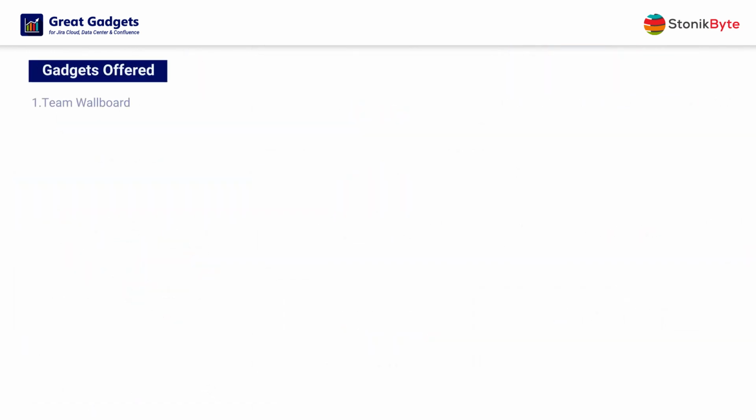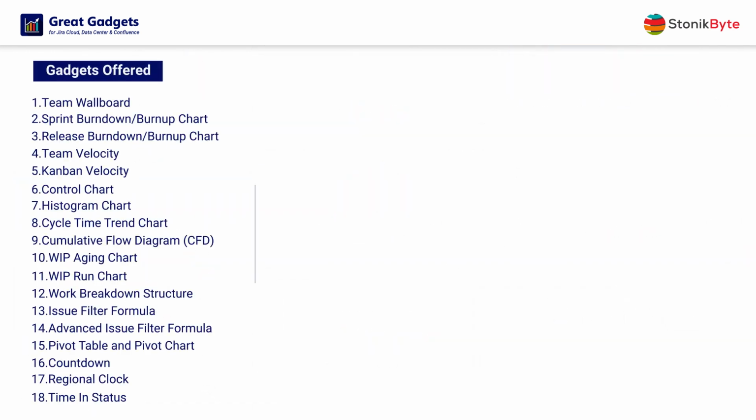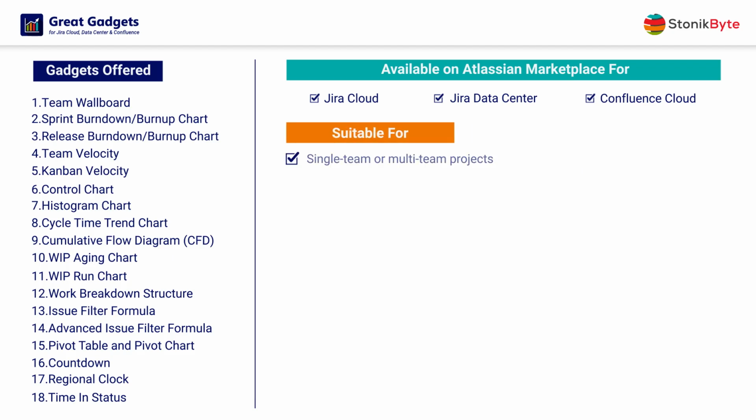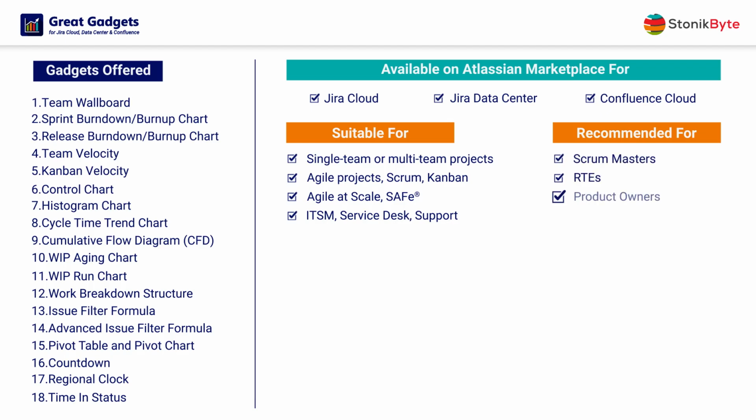It offers a variety of gadgets for tracking essential project metrics, charts, and KPIs. It is available on Atlassian Marketplace for both Jira and Confluence. It is suitable for any type of project, such as single-team or multi-team projects, agile projects like Scrum or Kanban, agile at scale or SAFe, ITSM, service desk or support. It is the ideal tool for any Scrum Master, RTE, product owner, project managers and even executive managers.